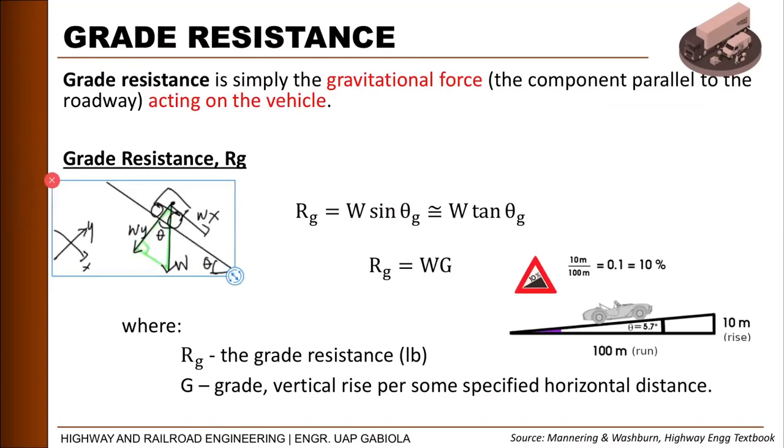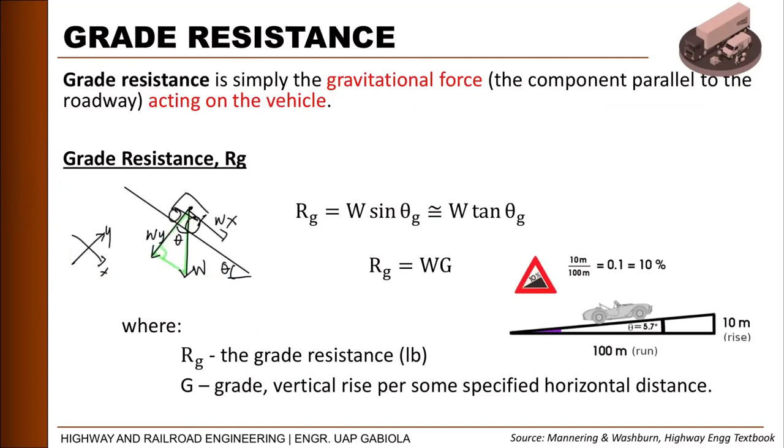Okay? Ayan yung ating figure. So, yung sine theta natin roughly equal daw sa tangent theta. And as we can see dito, pag tangent theta, tangent is opposite over hypotenuse, ano? So, ayan. So, roughly equal to G. Okay? Kung ano yung nakukuha natin G. And G is yung tawag natin sa grade.